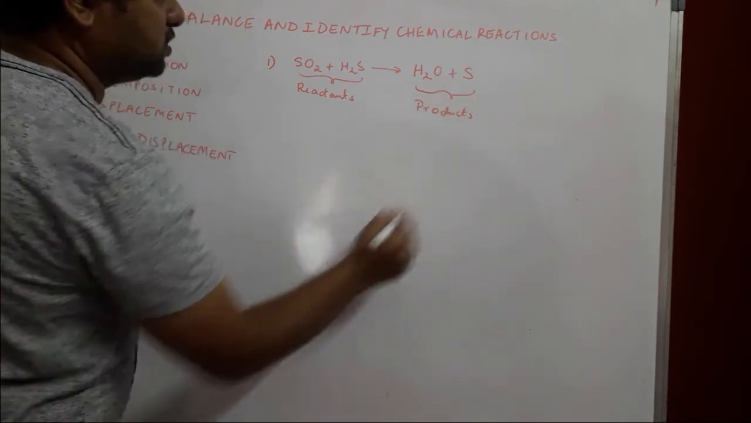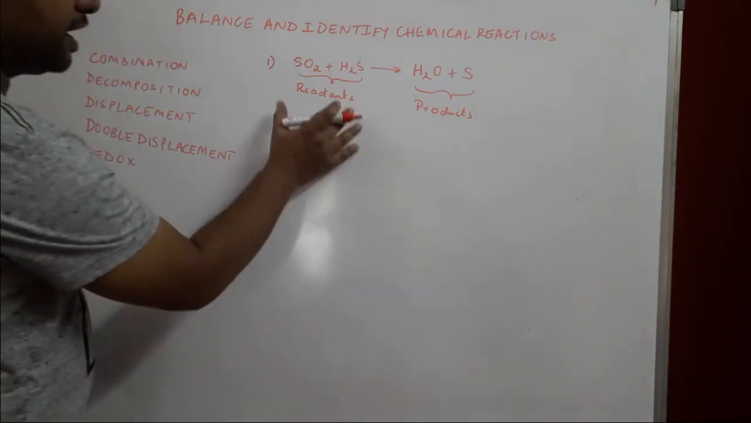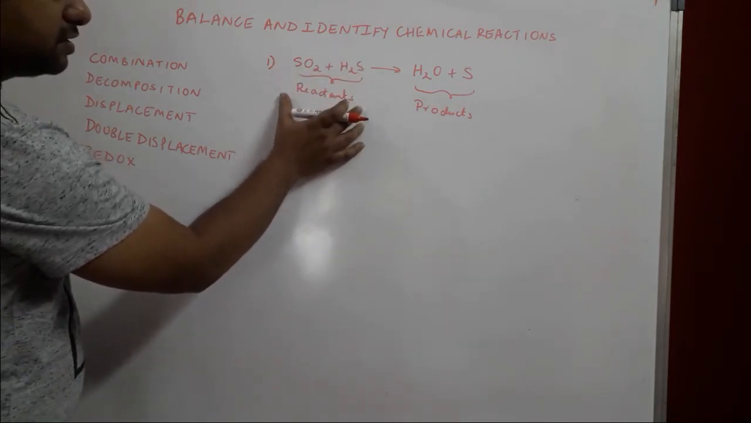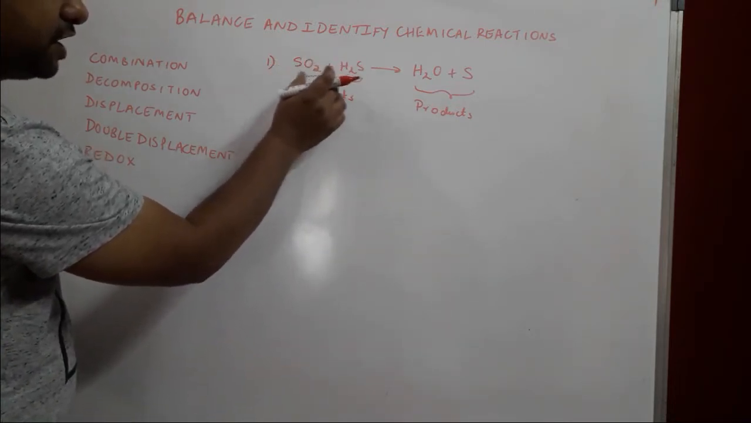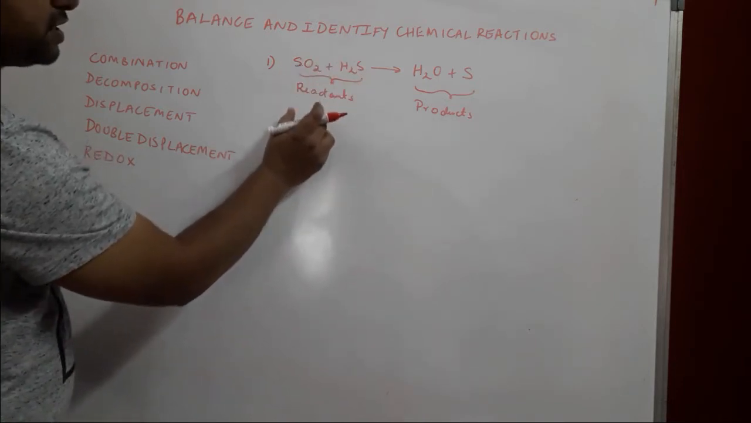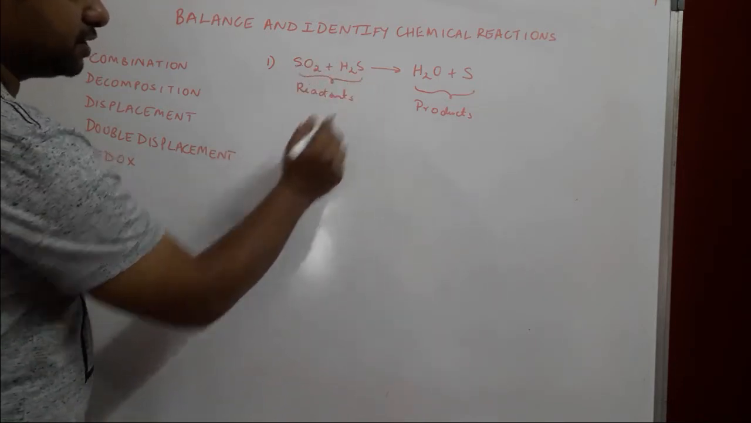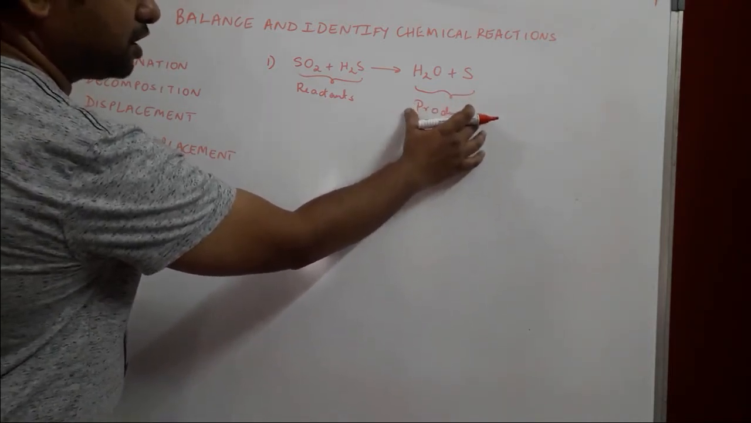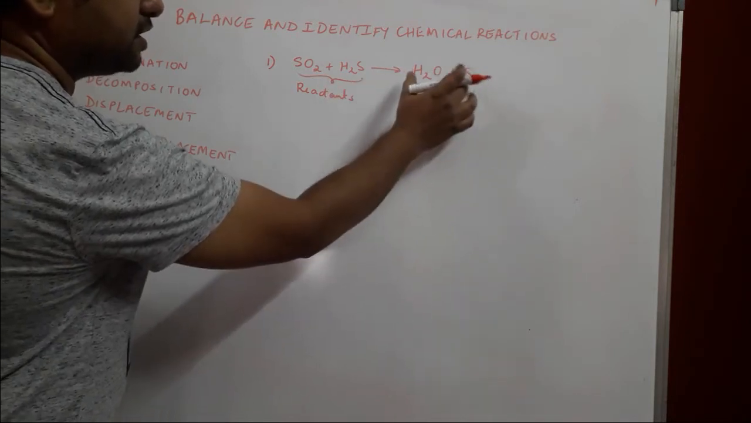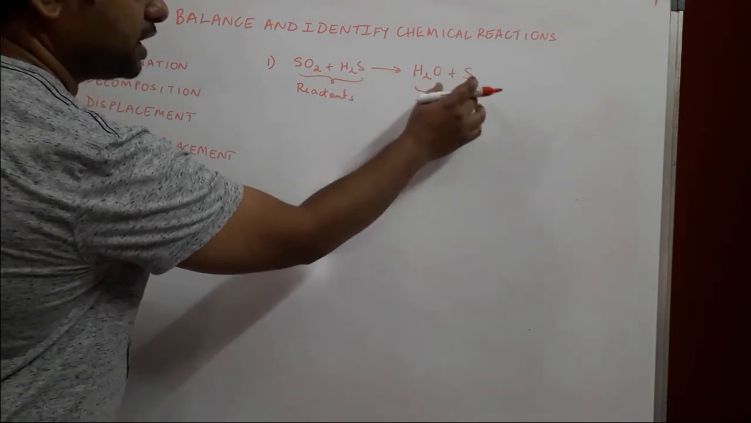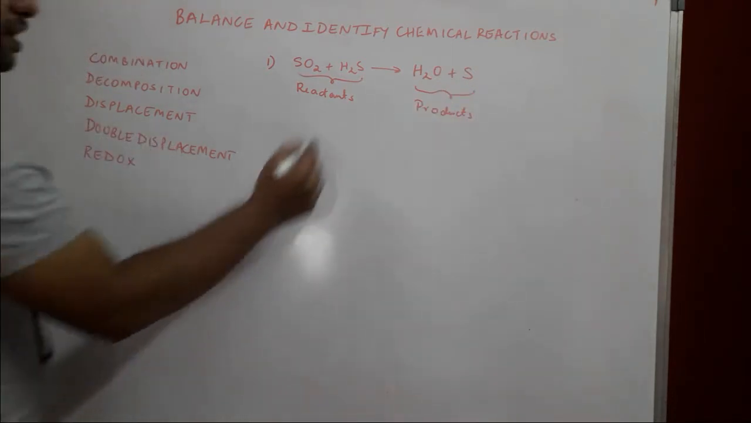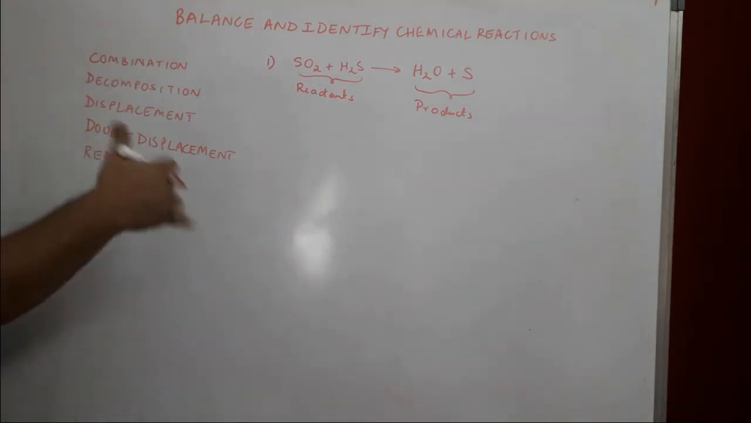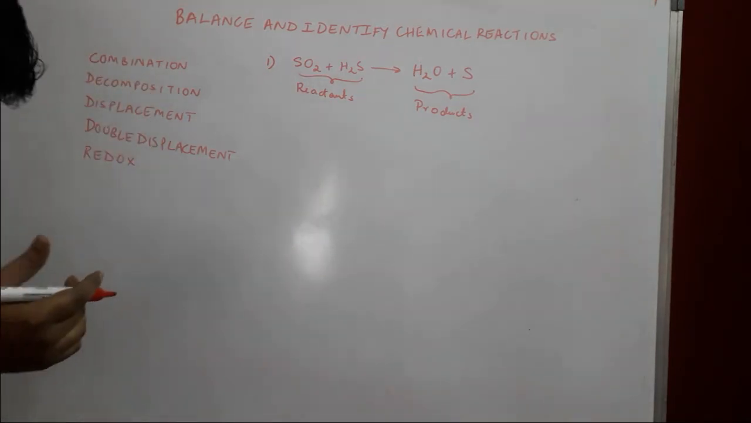So if you are asked in a question, name the reactants in this chemical equation, then these will be your reactants. Either you can name it sulfur dioxide and hydrogen sulfide, or you can just write it as SO2 and H2S. Similarly, if you are asked to name the products, state the products of this chemical reaction, then it will be H2O plus S, which is water and sulfur. Now let's separate them to see what is balanced and what is not balanced. Once we balance them, we will see what type of reaction it is.